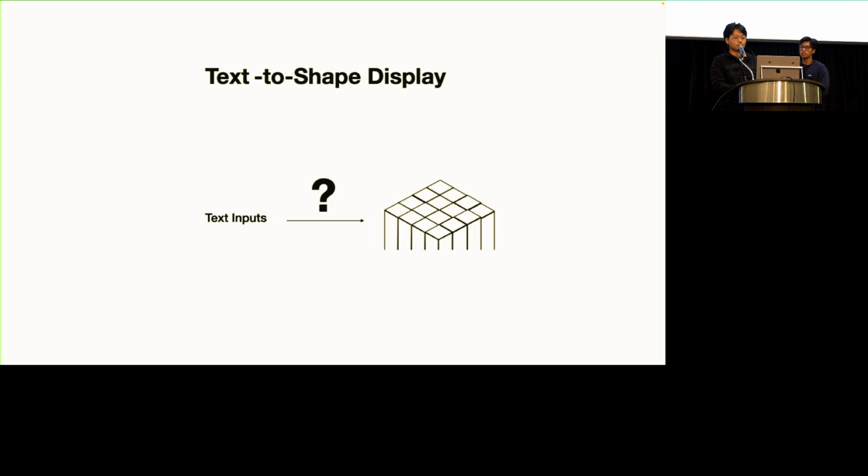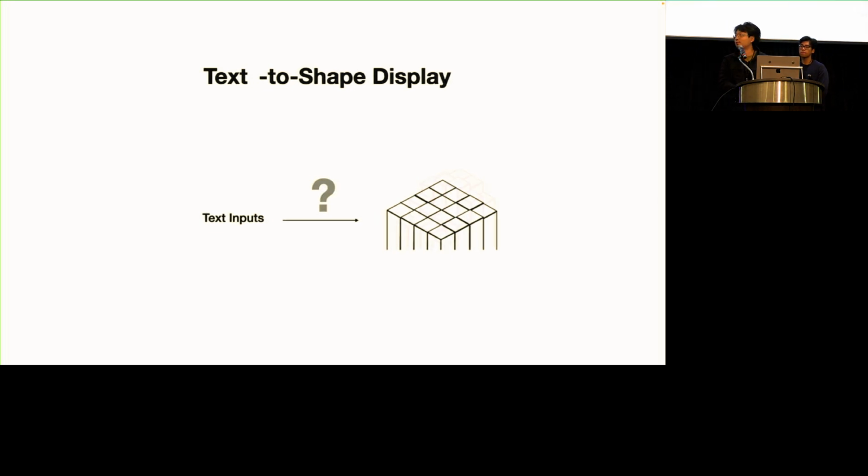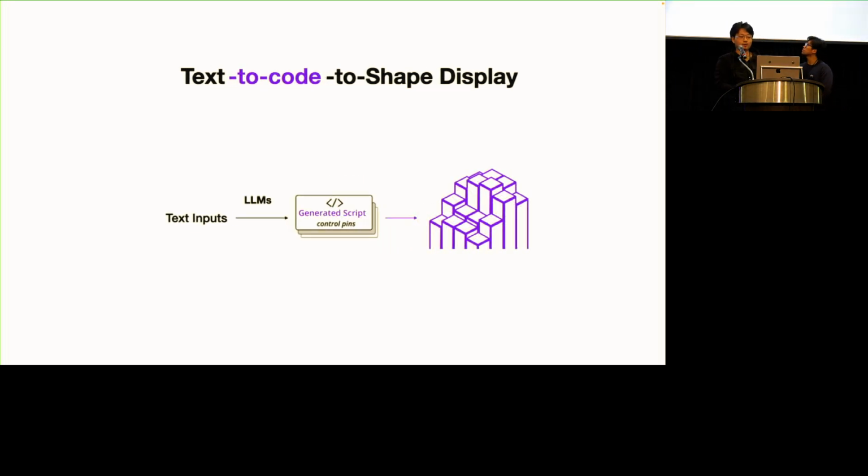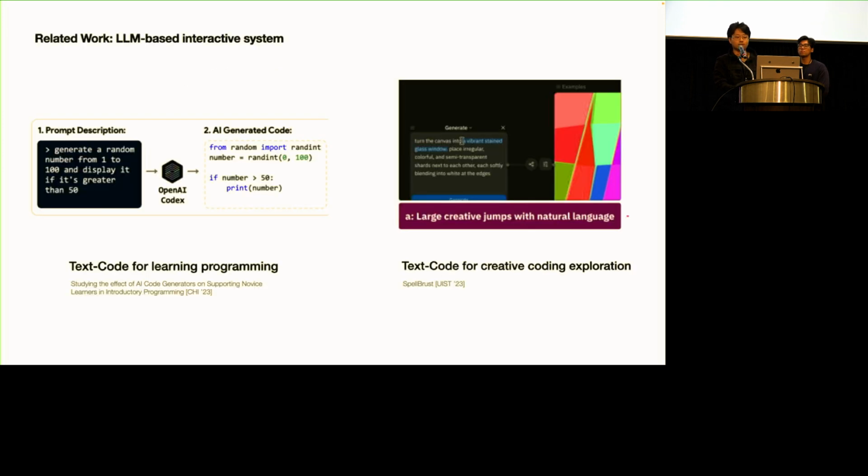So how did we enable such transformation? We use a text-to-code approach. By employing LLMs to generate executable code, which can then drive the shape display, ShapeIt enables users to quickly generate dynamic shape-changing behaviors by simply asking for them. We are not the first to utilize code generation in the HCI domain, as we can see some successful examples, from generating code for learning programming to creating code exploration, as well as Jesse's moving the robot.